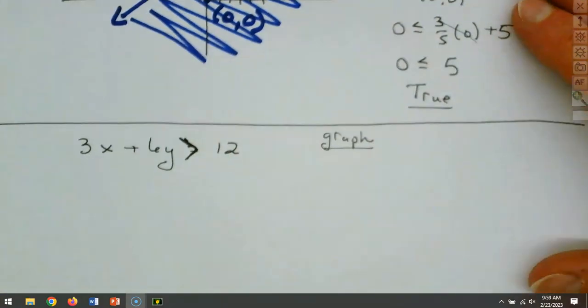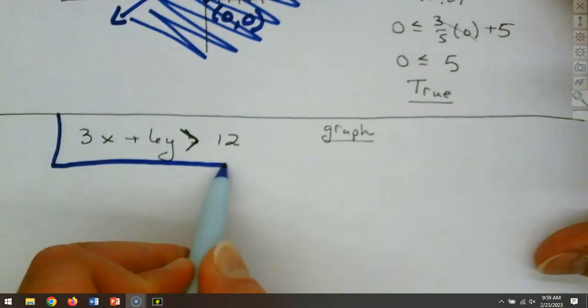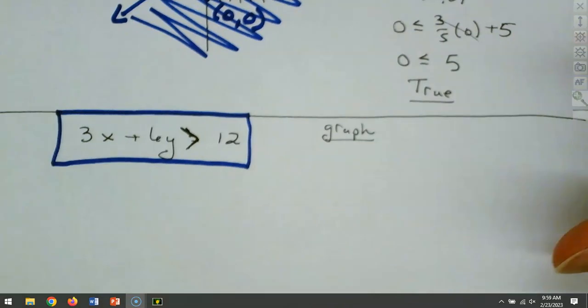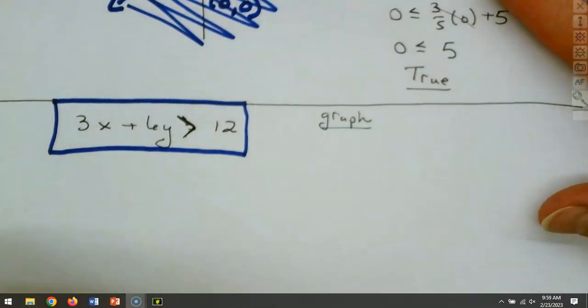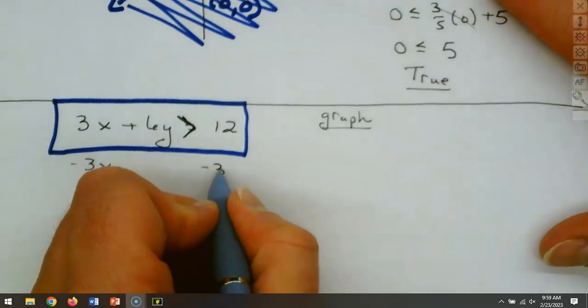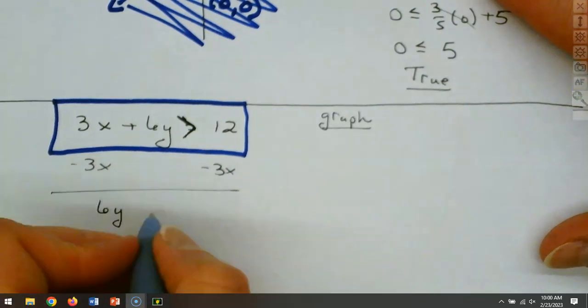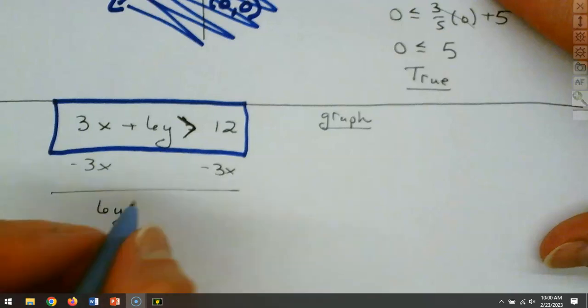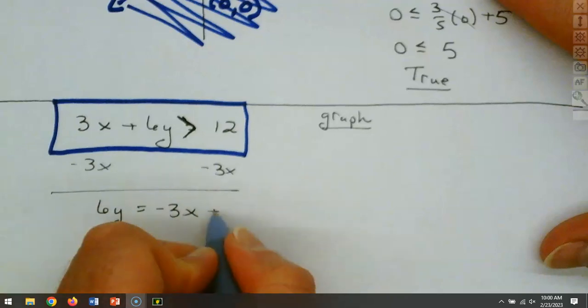Now, first off, this one has not been solved for y. So we need to make sure that we solve it for y so that we can get our point, the y-intercept, and our slope. So I put a box around it so we don't lose the original, because we're going to have to check this in the original. But let's go ahead and move the 3x over. And we can just replace that with an equals, if you want to just leave it with the inequality. We'll just replace it with an equal sign because we're just going to graph it here.